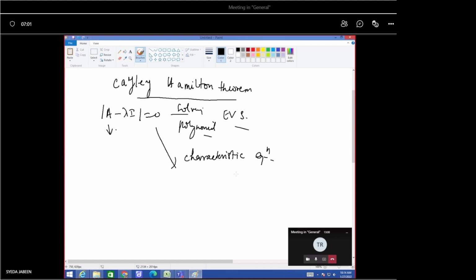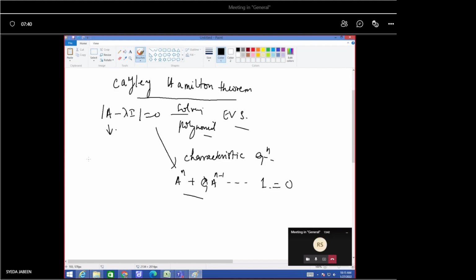Like if you have the characteristic equation, when you take the determinant of A minus lambda I equal to 0, you get, suppose, a characteristic equation like this: lambda to the power n plus some constants times lambda to the power n minus 1, and so on. So this matrix must satisfy this characteristic equation. That means the left hand side should be equal to the right hand side. Got it? What I mean to say? Ma'am, please explain once again.